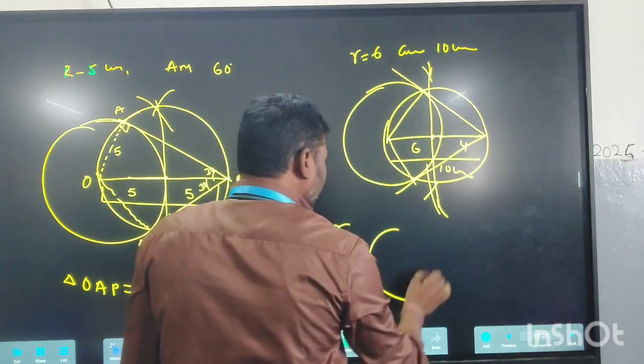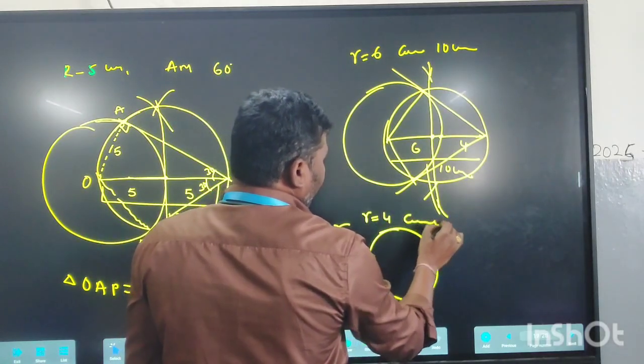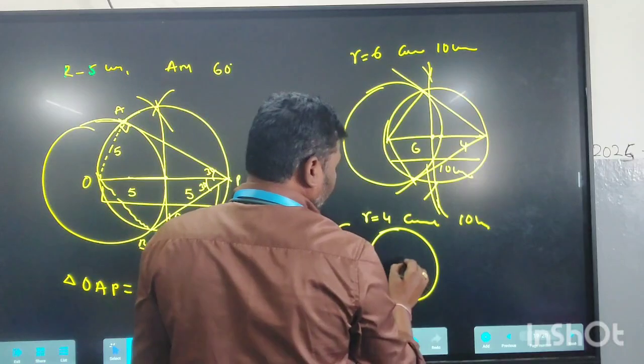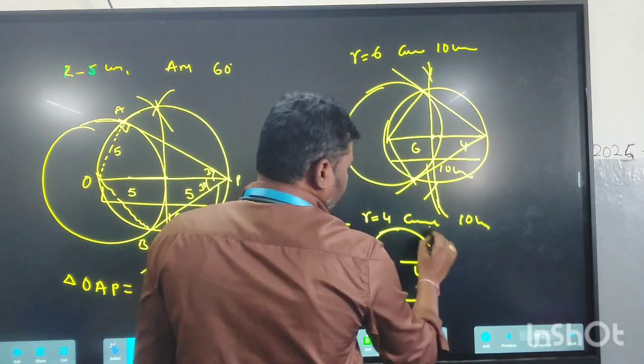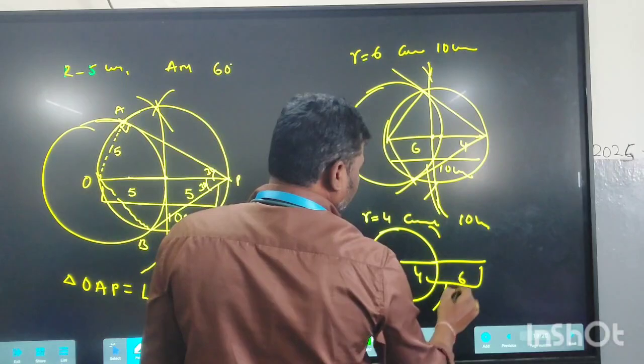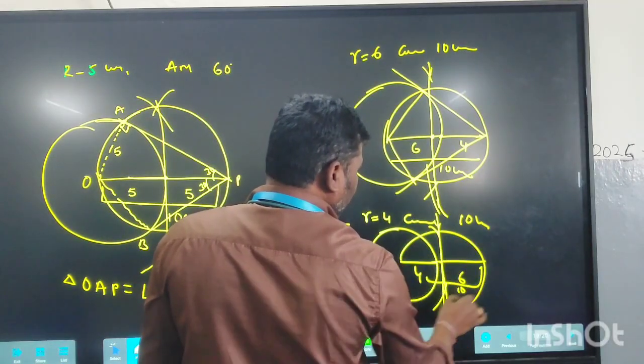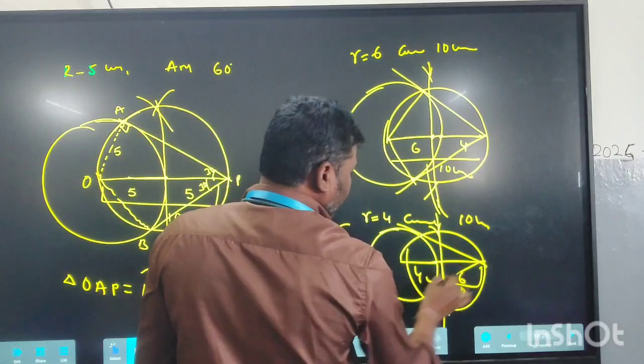One more: radius equal to 4 centimeters, center 10 centimeters away. So this is 4 centimeters. Draw one arc. Extend 6. Total is 10. So outside coming. So this is the center. Again draw like this.